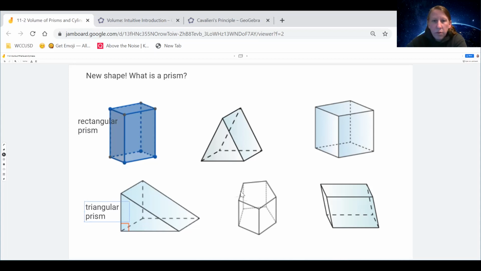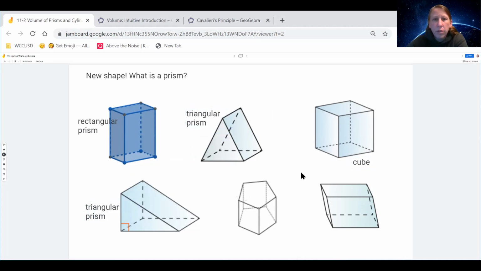Do you guys remember this one? This was the pentagonal prism. What's this one called? This could be called a square prism, but we call it a cube. It's also a rectangular prism. This one is also a triangular prism.